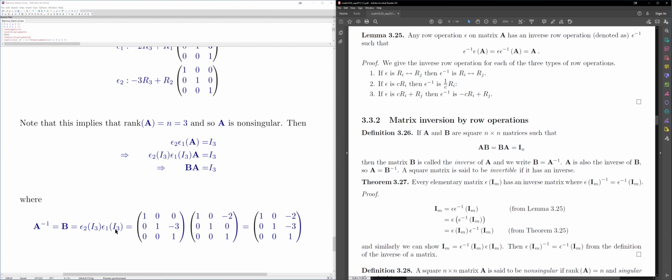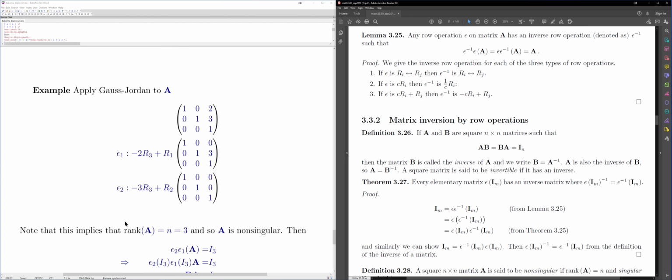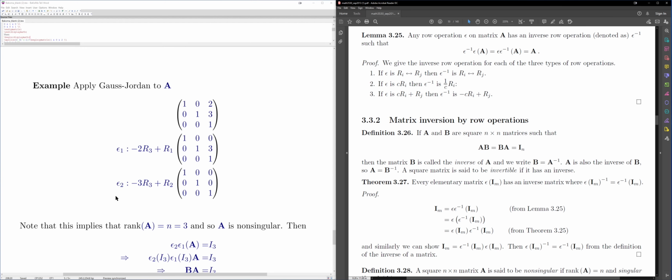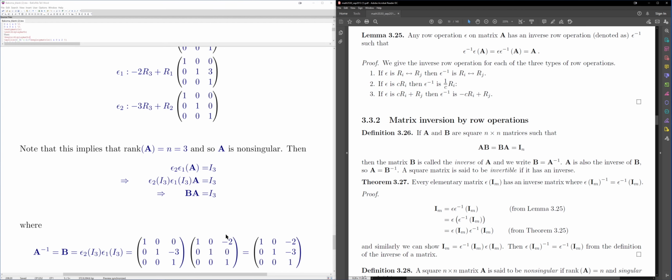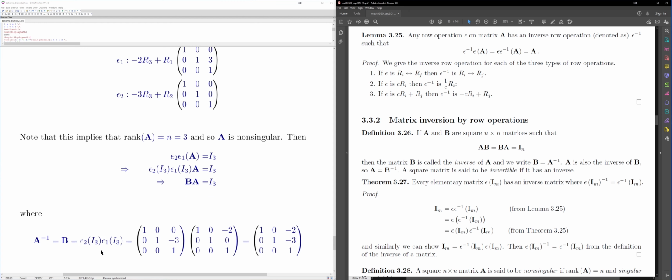All I need to do is take the 3 by 3 identity and apply epsilon 1 to it. If I apply epsilon 1 to the 3 by 3 identity, I get a minus 2 over here. And if I apply epsilon 2 to the identity, I get a minus 3 over here, because you are adding minus 3 times row 3 to row 2. So this first one with the minus 3 is epsilon 2 I3, and the second matrix with the minus 2 is epsilon 1 I3.